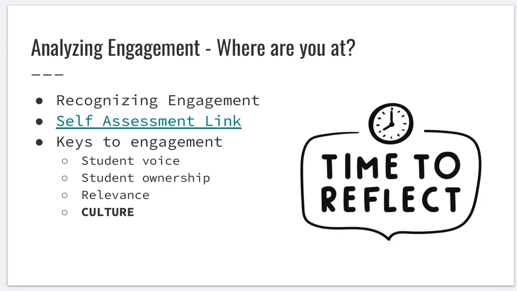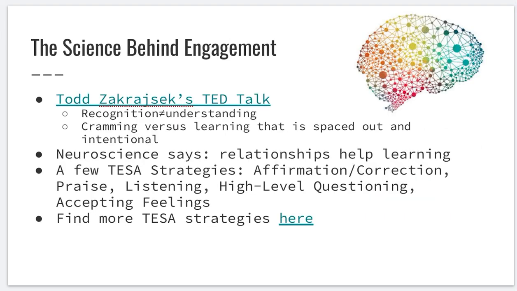Student ownership and relevance. This is one that Robert Marzano talks about a lot. If students feel like they have ownership over their own learning and they feel that what they are learning is important, they're more likely to be engaged. He actually claims that it's almost impossible for students to truly understand something if it's not important to them. And then last but not least, I put this one in bold, is culture, because I think that all of these things are going to tie into culture and how you set up your classroom culture.